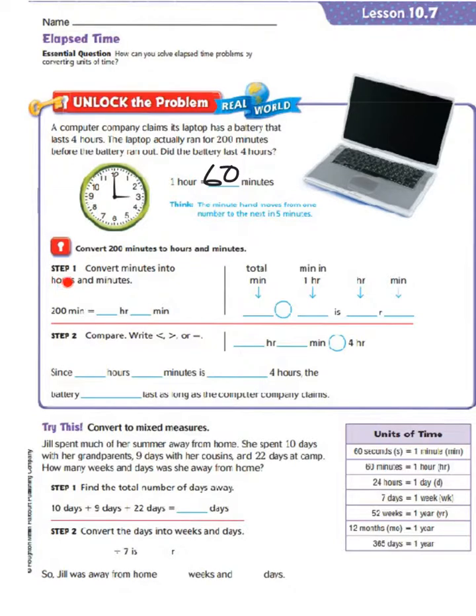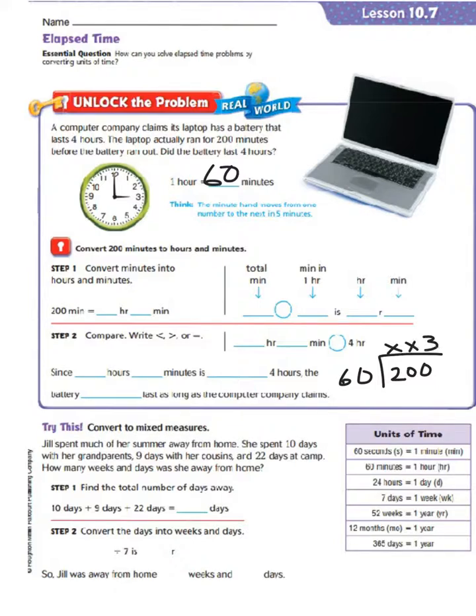So let's begin with step 1. Convert minutes into hours and minutes. So 200 minutes equals, and remember we're going from the small unit of measurement to the big unit of measurement because minutes are smaller than hours. So when we do that, we could actually divide. So we could take 200 over here in the corner and divide it by 60. We know that it cannot go into 2. We know it cannot go into 20, so it has to go into 200.